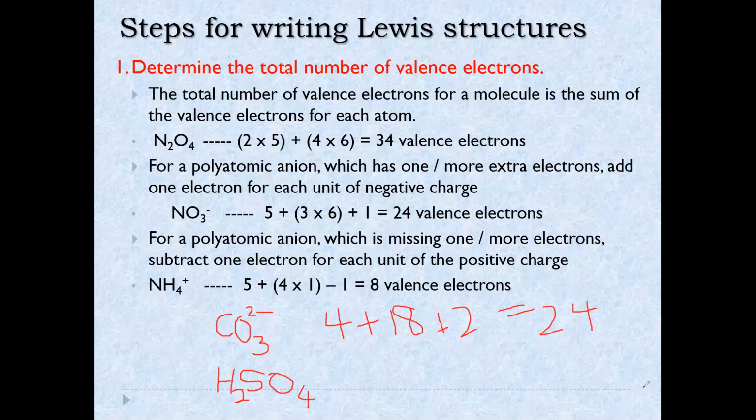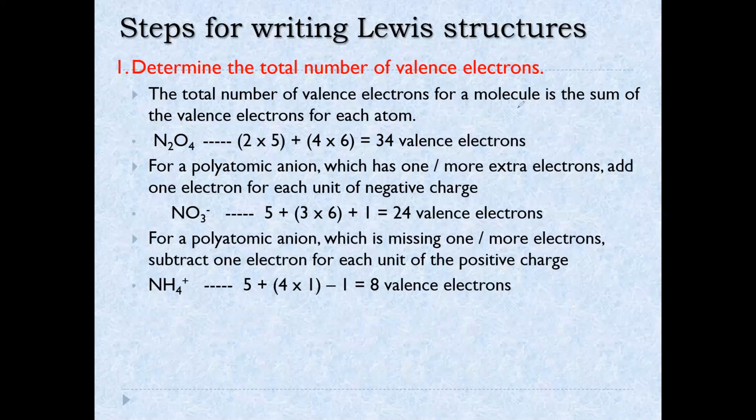So H2SO4, as you can see, is 32. Hydrogen has 1 valence electron, and there are 2 atoms of hydrogen. Sulfur is in group 6, and we'll have 1 sulfur atom. Oxygen is also in group 6, and we'll have 4 of them. That's 24, plus 8, that's 32. So now you know how to calculate the total number of valence electrons. That is how we calculate that. So let's move on.